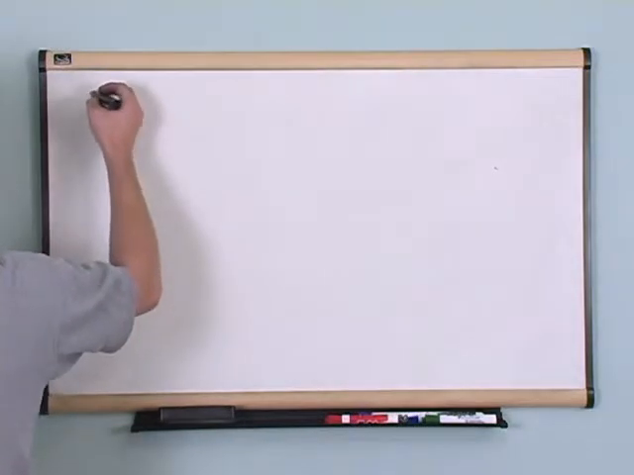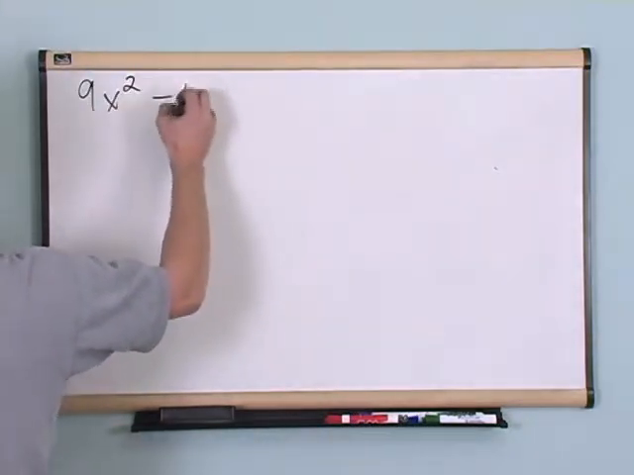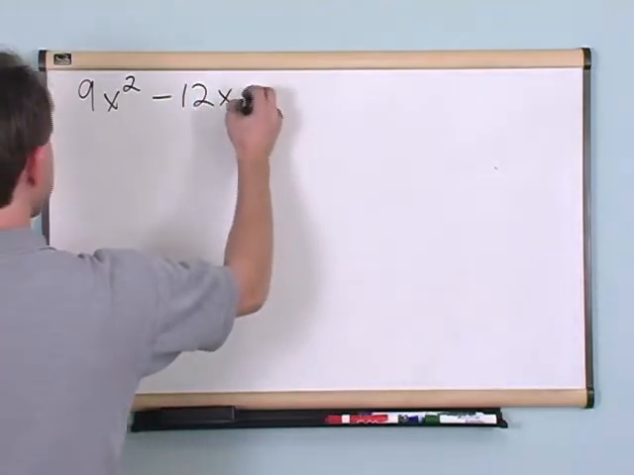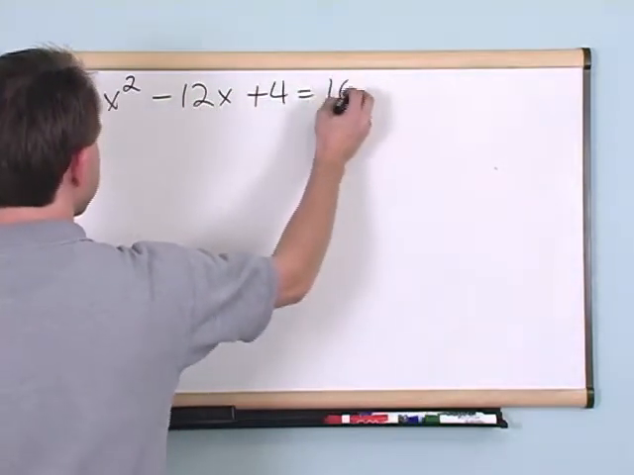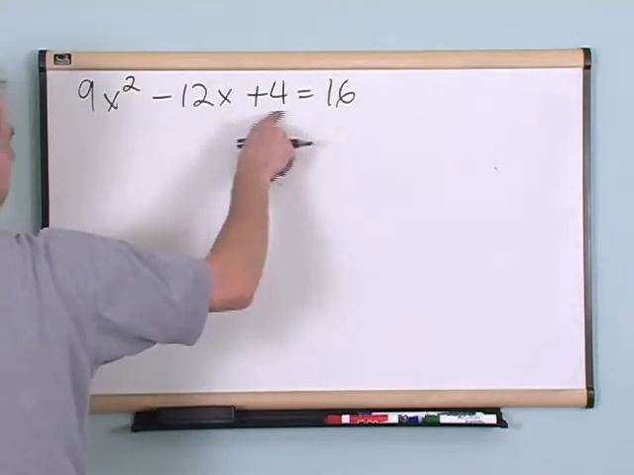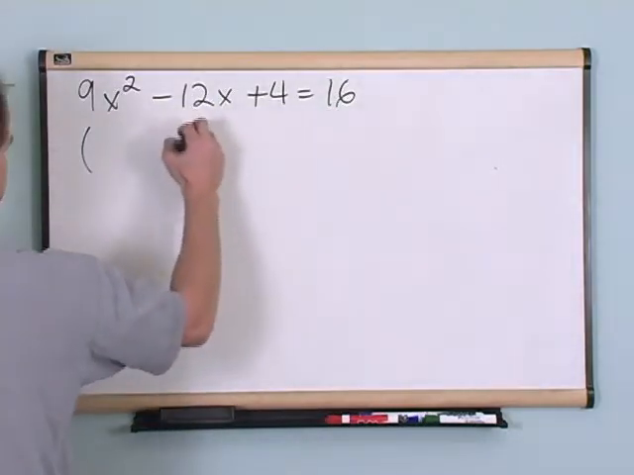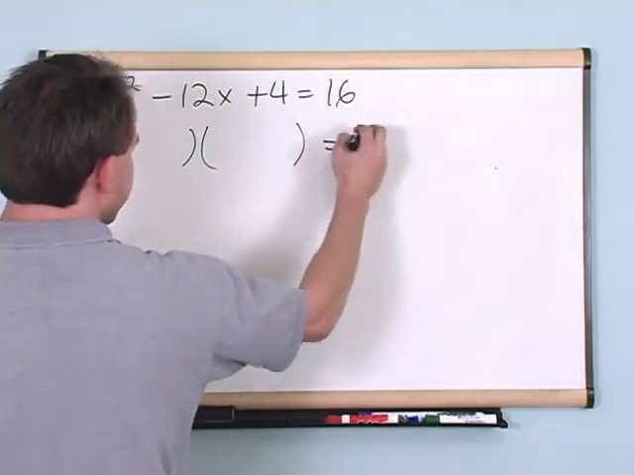What if we have 9x squared minus 12x plus 4 equals 16? Okay? Let's not move the 16 over right away. Let's do it a little bit differently. Let's factor the left-hand side. So first thing I do is put my two sets of parentheses and say it's equal to 16.